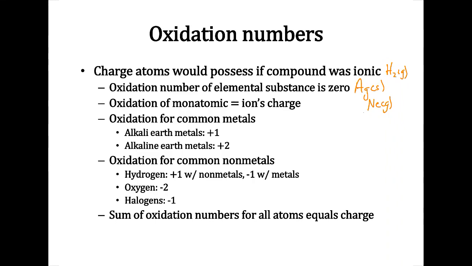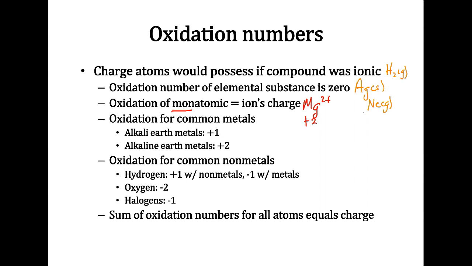So the next one we're going to talk about is the monatomic ion. Okay, so monatomic, mono means 1. So for instance, if we had magnesium 2+, okay, magnesium 2+ would have a +2 oxidation number.